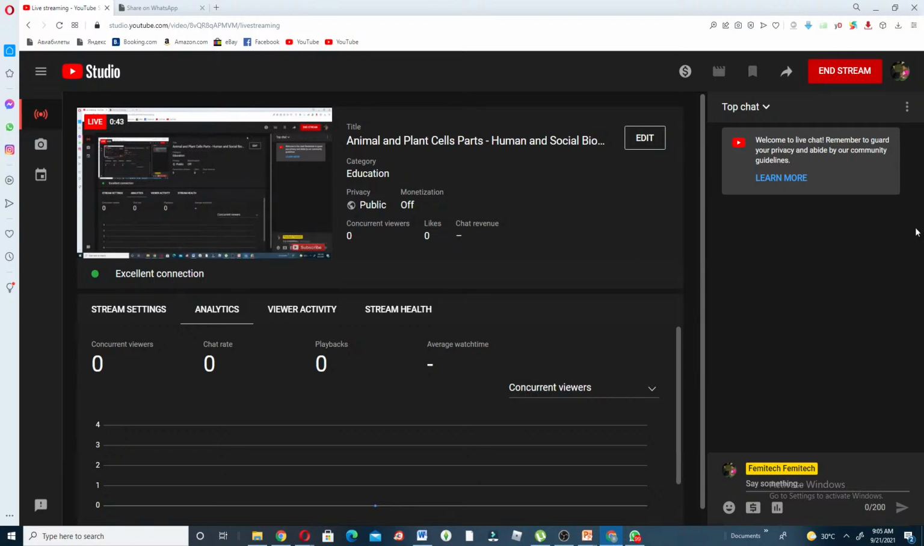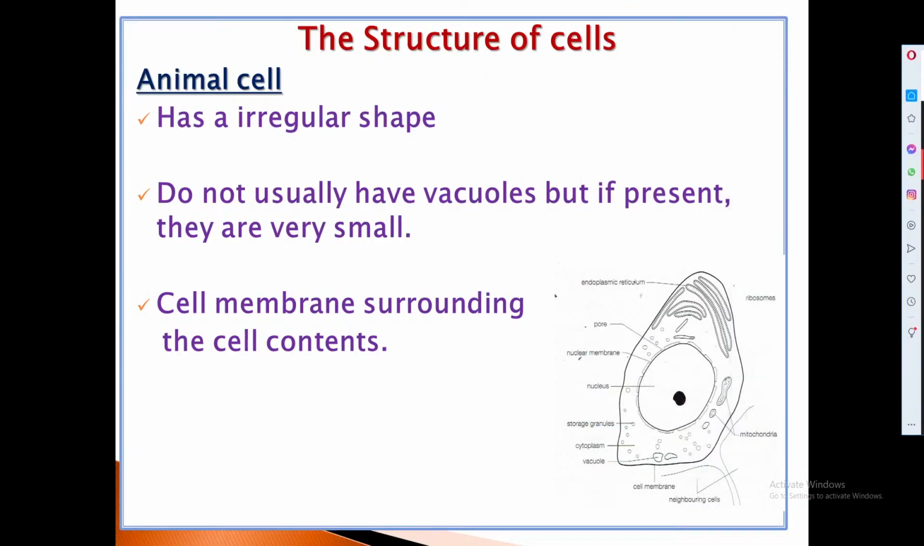Yes, so we're going to continue. Right, so now we're going to look at the different structures of the animal cell first. So the animal cell is up in terms of the first structural component.